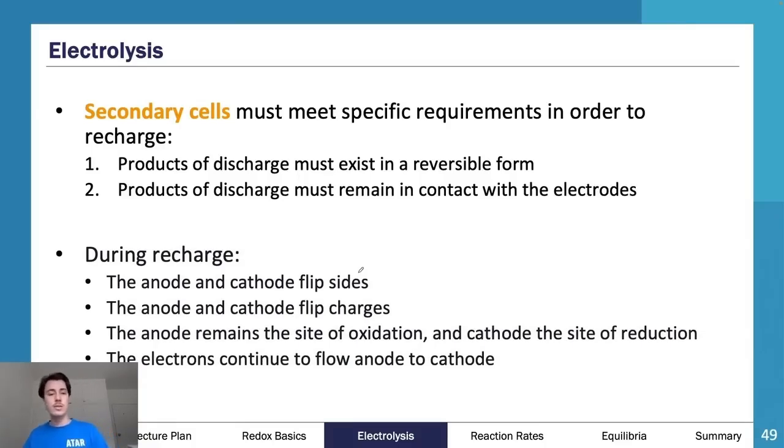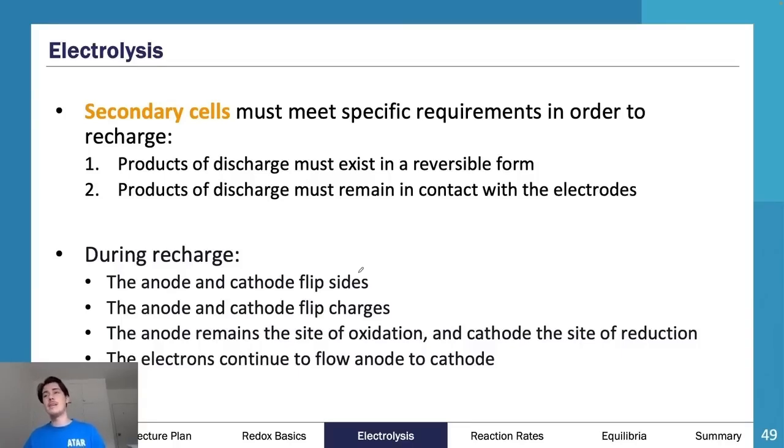So what was the anode becomes the cathode. What was the cathode becomes the anode. We then have a flip of charges, which means the charge actually stays the same at each side. So this used to be the cathode and was positive, is now the anode, and you would think negative, but it's actually now positive. So it stays positive on the sides.